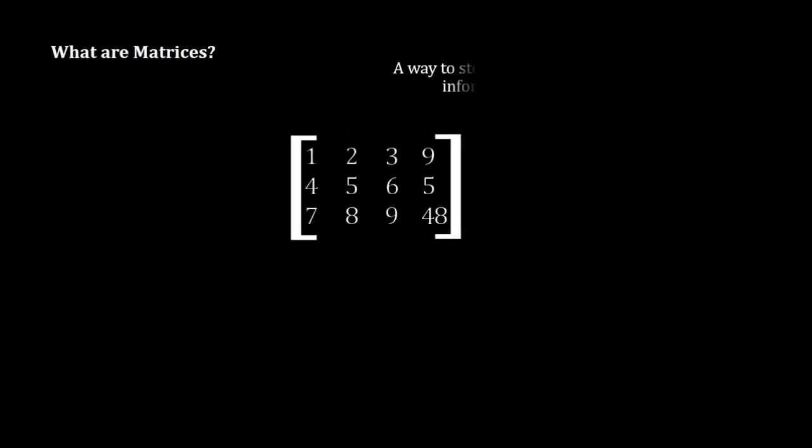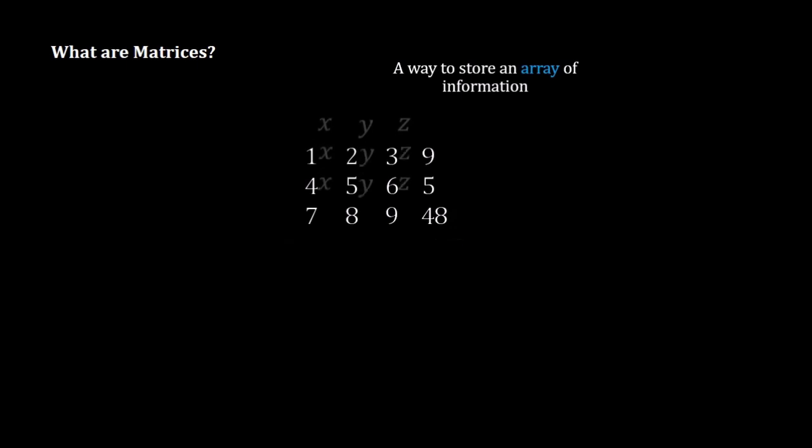An important topic in matrices is the idea of row reduction. Before getting into what row reduction is, we must first understand what matrices are. Matrices are nothing more than a convention of storing an array of information in a compact, organized, and sometimes more visually appealing way. For example, this matrix can be used to represent a system of equations like so.